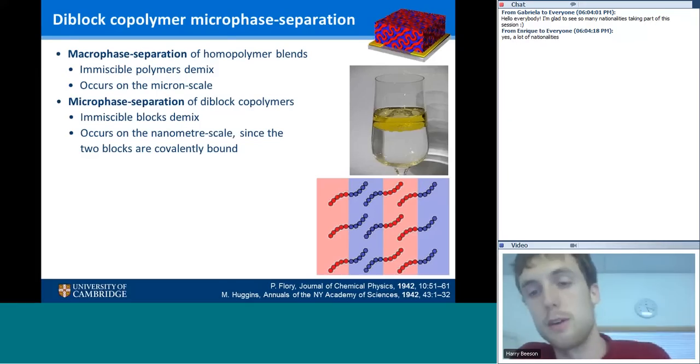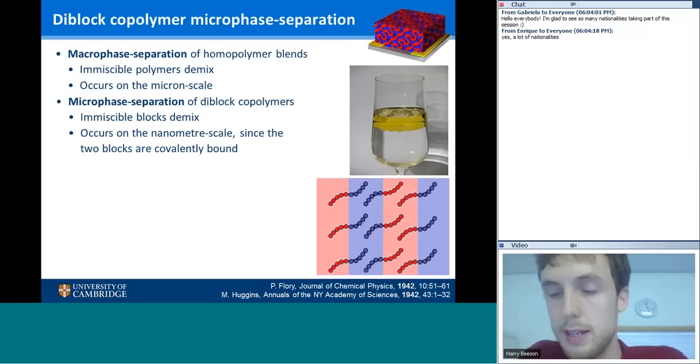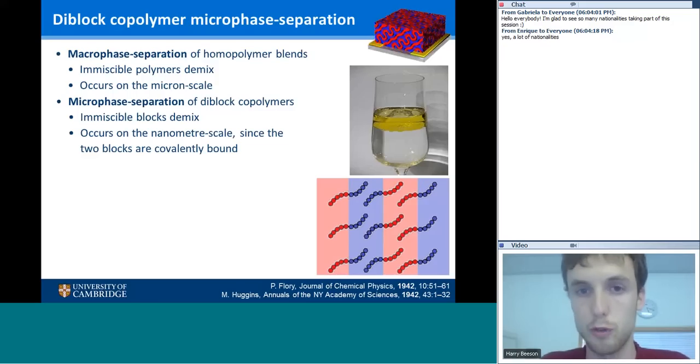So we have polymers made up of 2 different parts that want to separate from each other. However, because the two parts are bonded to each other, so each polymer molecule has one part, for example, blue and one part red, which will want to separate from each other, they can only do so on a molecular scale because they're bonded. Each molecule is made up of sort of half red, half blue.